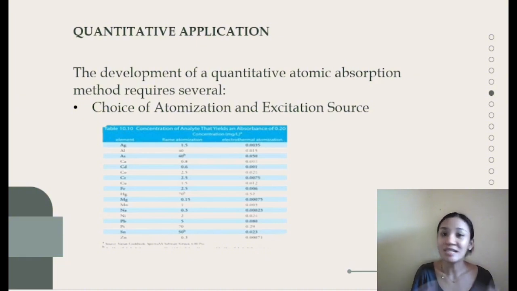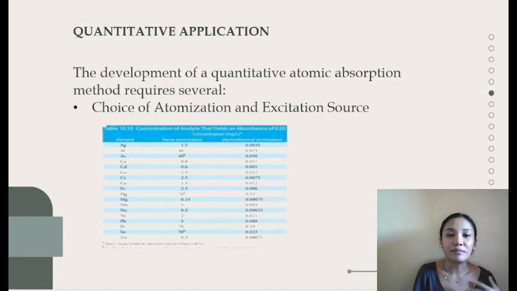Now, just like that, in development of a quantitative atomic absorption, of course, it requires several criteria as well, and one of which is the choice of atomization and excitation sources. Why do we need to atomize our sample? Because atomic absorption analysis will not work if the atoms or the molecules in our sample are not in their excited state.